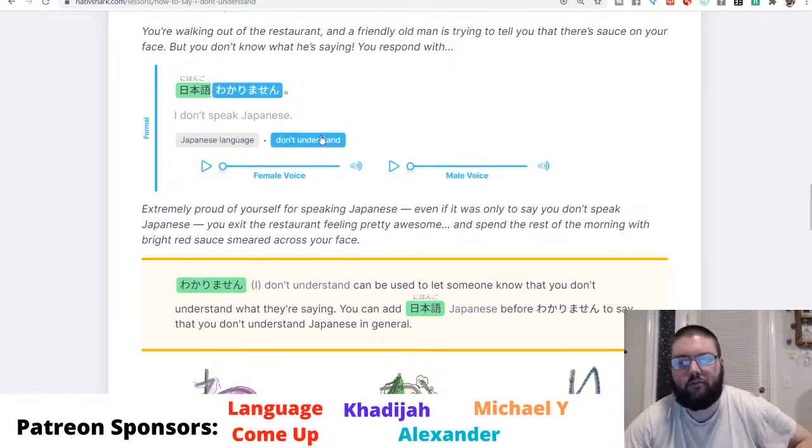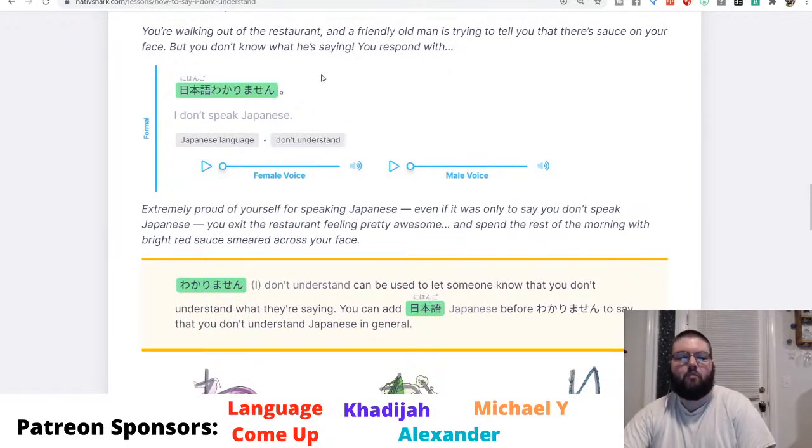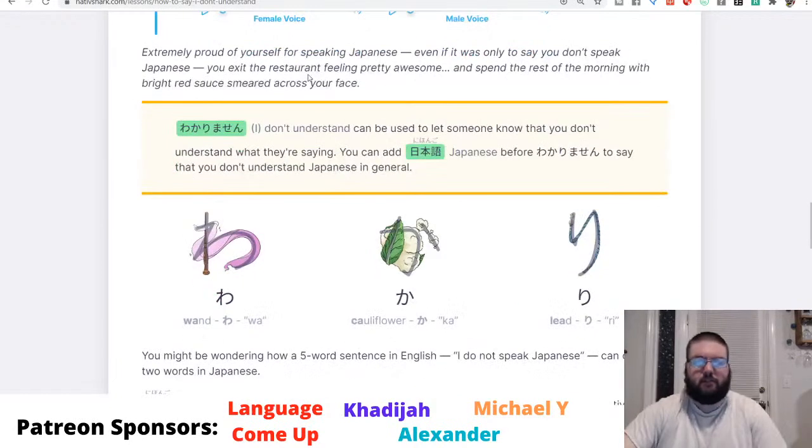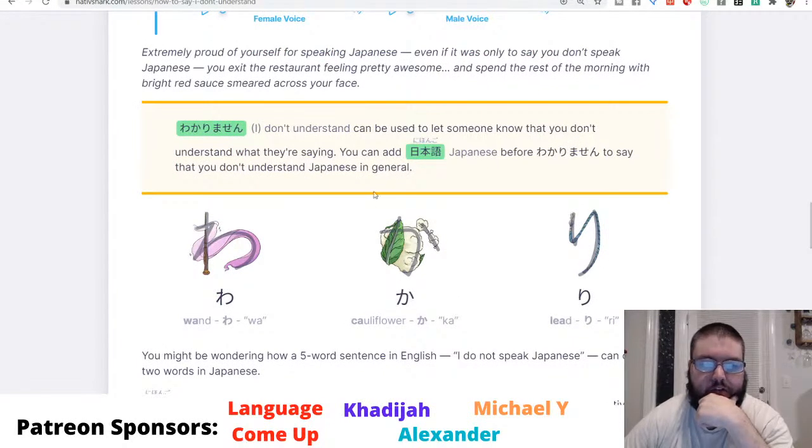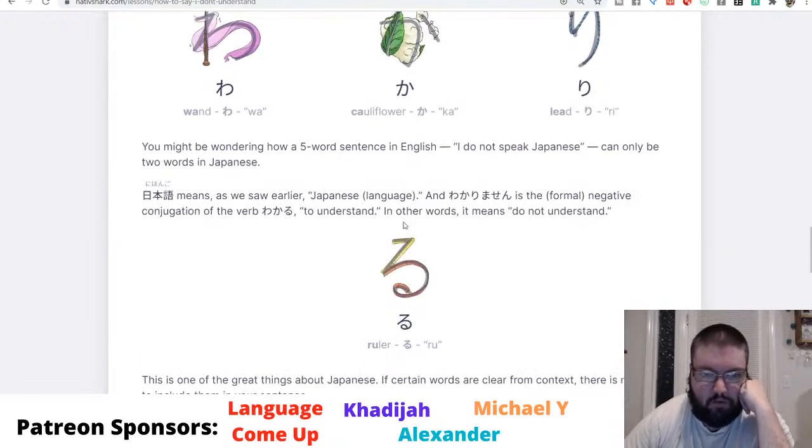You exit the restaurant feeling pretty awesome and spend the rest of the morning with bright red sauce smeared across your face. Wakarimasen, I don't understand, can be used to let someone know that you don't understand what they are saying. You can add Nihongo, Japanese, before Wakarimasen to say you don't understand Japanese. You might be wondering how a 5-word sentence in English, I do not speak Japanese, can only be 2 words in Japanese.